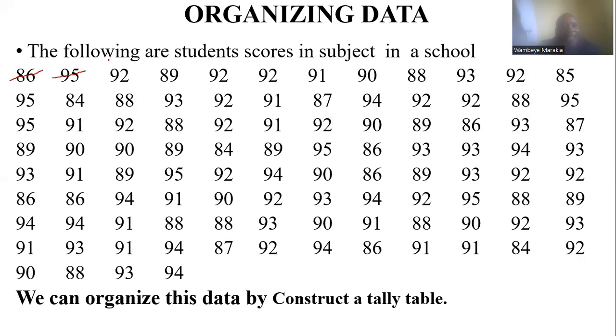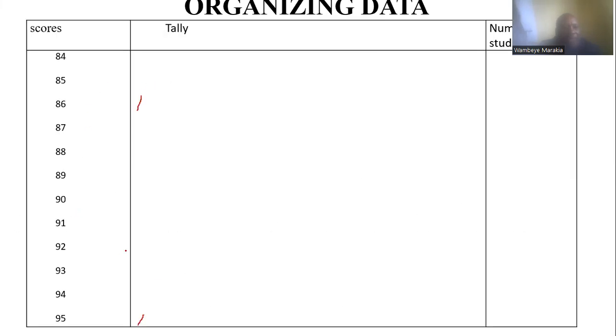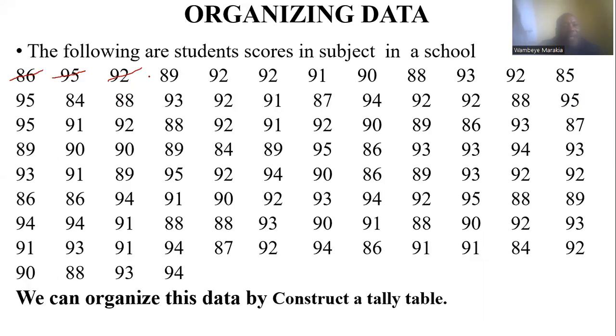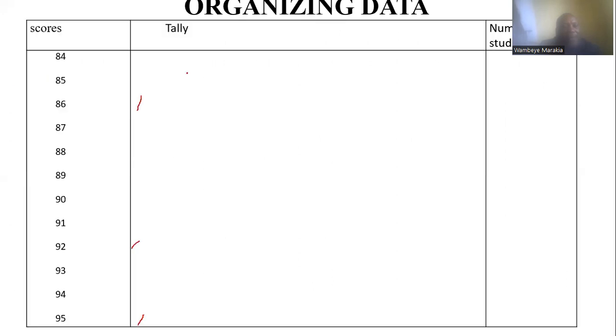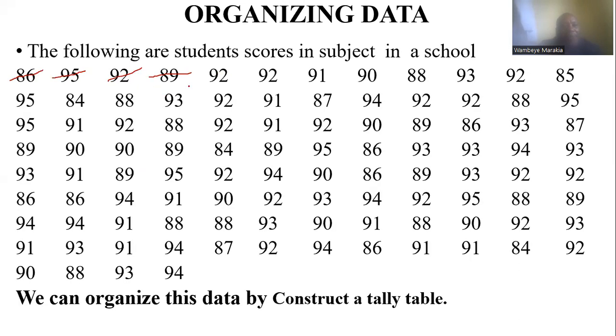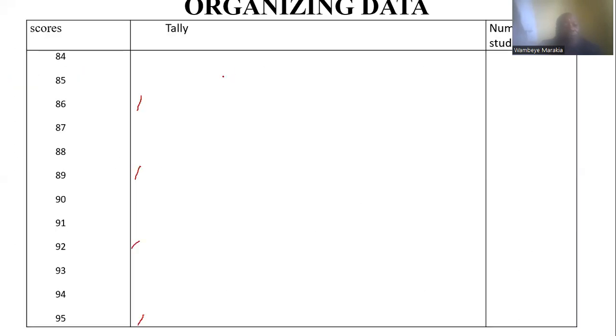Then you come back to our data. 92 is the next number. In our list, we have 92 there. We stroke it like that. Then we move on. 89 is our next number. Then we go on, 89 is here. We stroke it like that. We move on to the next number. We cross it out with 92. We come back and we are able to tally it like that.